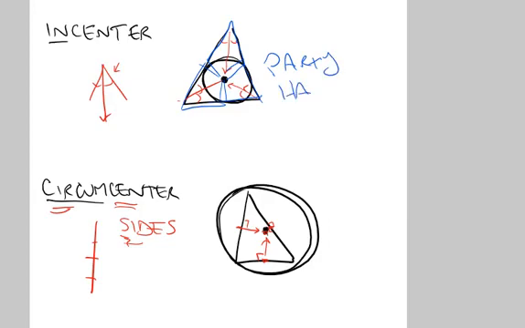With a circumcenter, I have a circumscribed circle. So here, all of the vertices of my triangle are on the edges. This is full of alligators. So once I have circumscribed my circle, every angle in that triangle becomes an alligator.